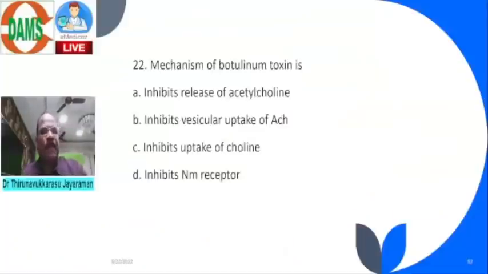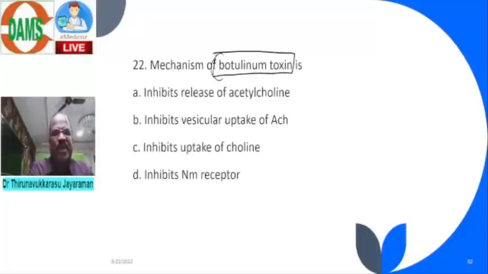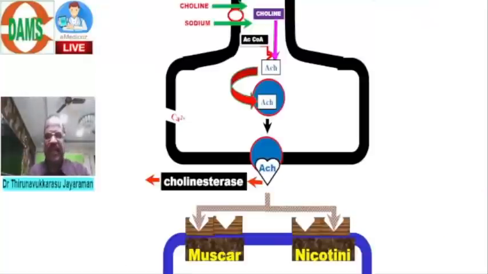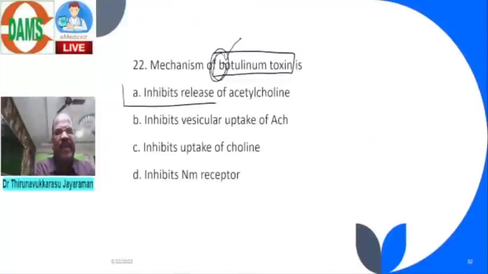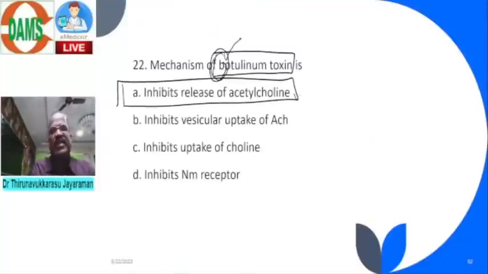Next, mechanism of botulinum toxin. Very simple question. Botulinum toxin, in the class we say repeatedly the B mnemonic, B for blocking the release of acetylcholine. That is option A, inhibiting release of acetylcholine. That's the right answer. Other options, no need to search because it is a single response question. Botulinum mnemonic, first B for blocking.